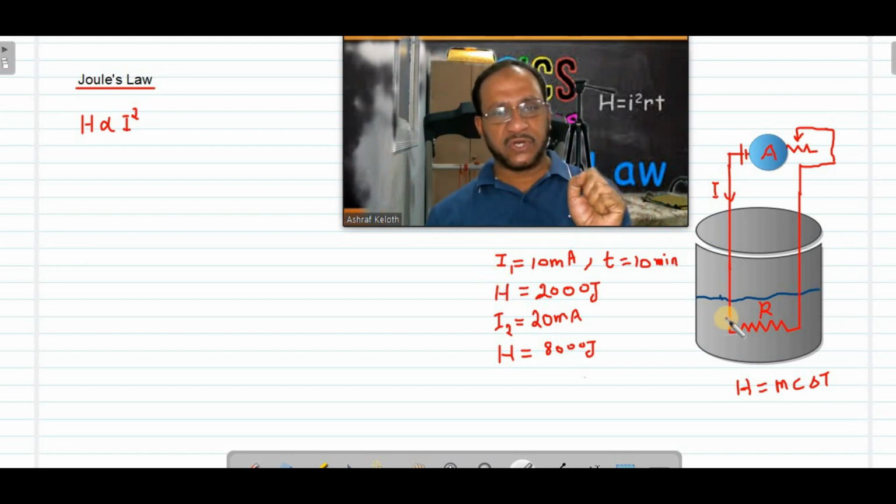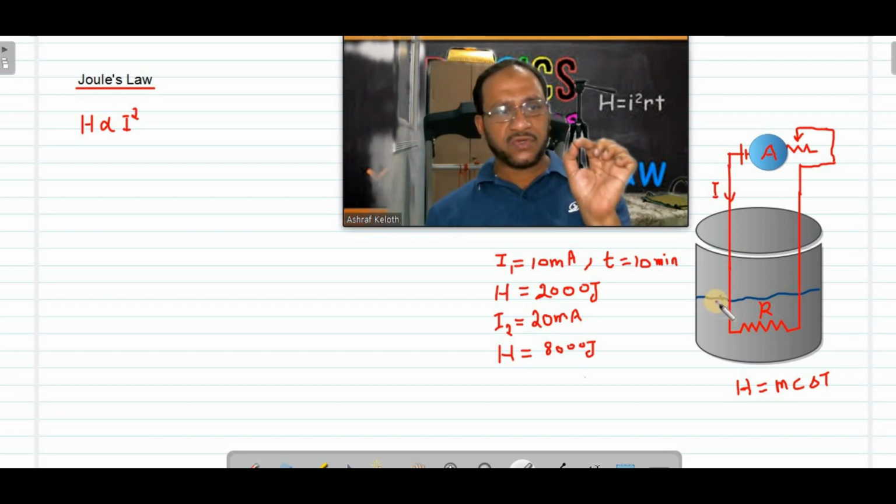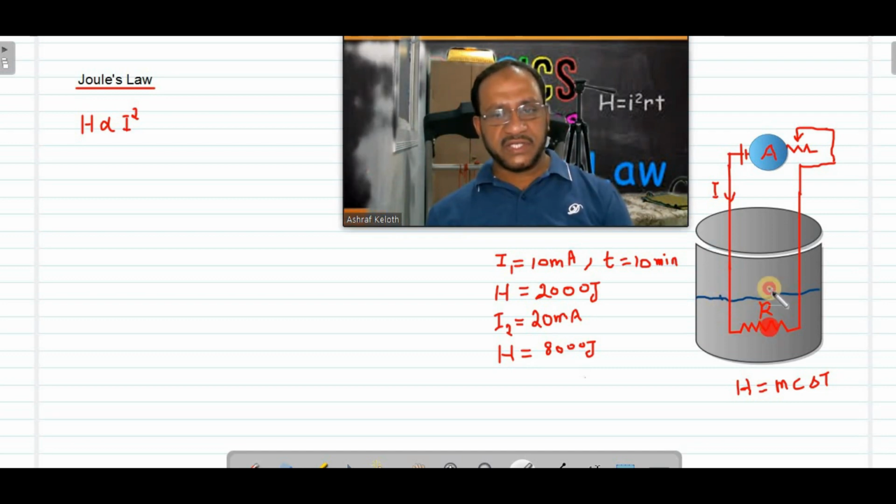First point of Joule's law: the heat energy produced in a resistor is directly proportional to the square of the current for a given resistor and for a given time. Time is kept constant, resistance value is kept constant, then the heat energy produced is directly proportional to the square of the current. Got it? Yes. Okay, now second step, now listen here.